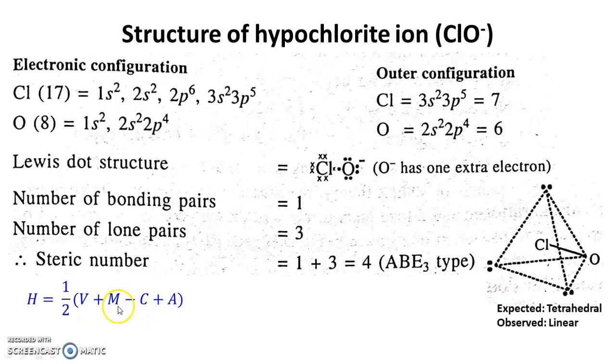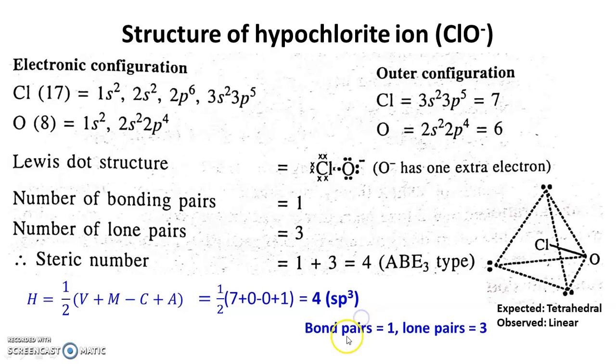M is the number of monovalent atoms, C is positive charges, A is negative charges. Knowing these values, for chlorine the number of valence electrons is 7, and it is an anion carrying a unit negative charge, and therefore the value of A is 1. So 7 plus 1, that is 8 by 2, that is equal to 4. If H is equal to 4, then hybridization will be sp3, and there is 1 bond, and therefore bonding pair equals 1 and lone pair equals 3.